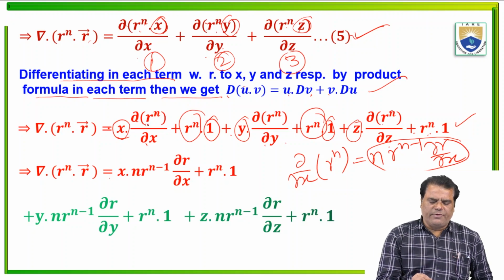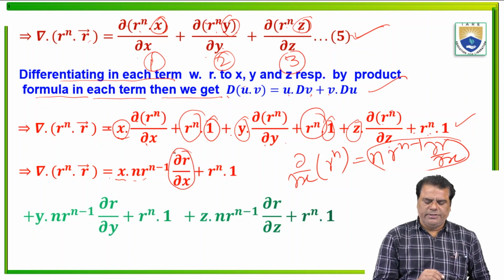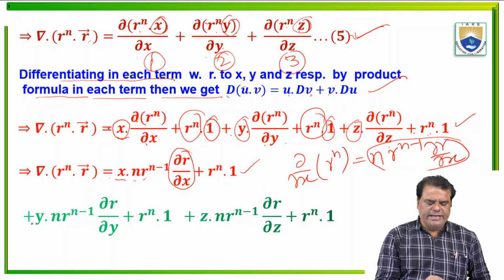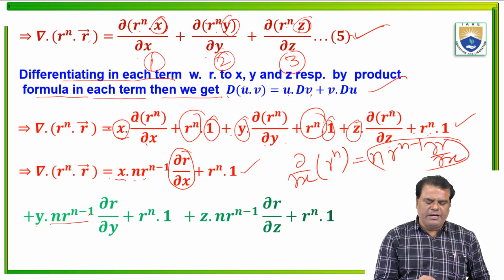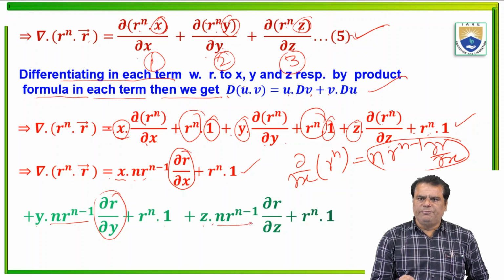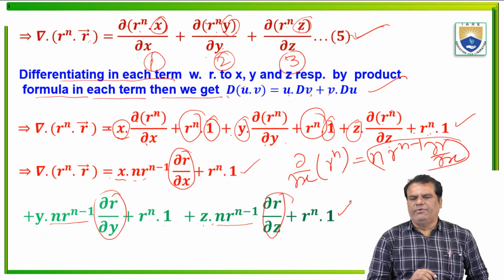So we apply here the formula: x n r^(n-1) ∂r/∂x, plus r^n into 1, plus y n r^(n-1) ∂r/∂y, plus r^n into 1, plus z n r^(n-1) ∂r/∂z, plus r^n into 1.